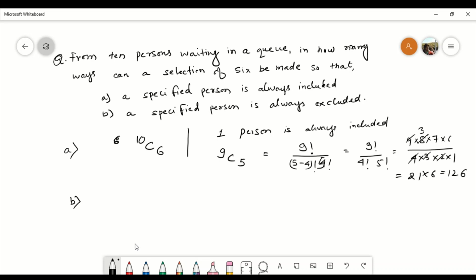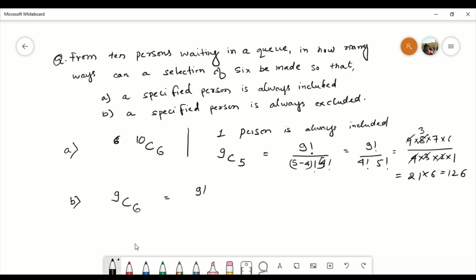Now the second question is that a specified person is always excluded, which means that I can now reduce my pool from 10 to 9, because I don't have to include that one person in any of the selections. So the total number of ways of such selection will be 9C6, because now I don't have 10 to choose from, I only have 9.